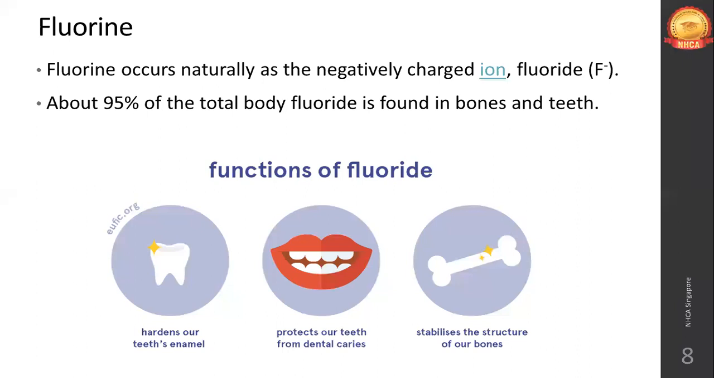Coming to fluorine. The next mineral is fluorine. It occurs naturally as a negatively charged ion called fluoride, represented by F minus. About 95% of the total body fluoride is found in your bones and teeth for mineralization. Fluorine will mineralize your bones and teeth.